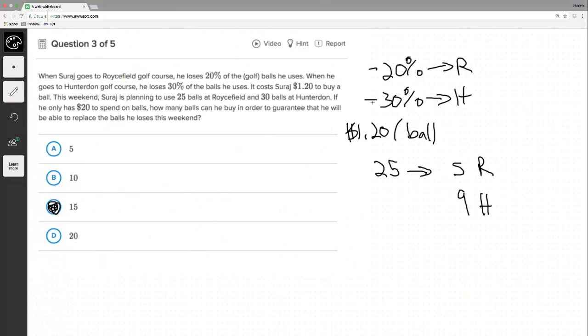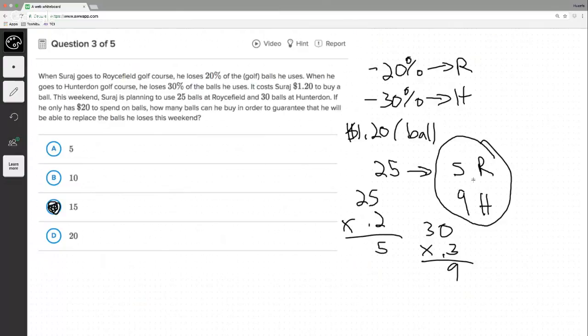The way that I calculated this was, all right, if he loses 20% of 25, I just did it mentally, but you could say we take 0.2 times 25, and it ends up being 5. It's just like 1/5 of 25. And then the way I did 30% of 30 is, again, you turn it into a decimal, 0.3 times 30, and you end up getting 9. Again, you could use your calculator for this. I just chose not to, but that's the fast way. That's how I got the 9 and 5 balls that he would lose. Combine them and he would lose 14. He has to buy 15 to make sure to replace everything.